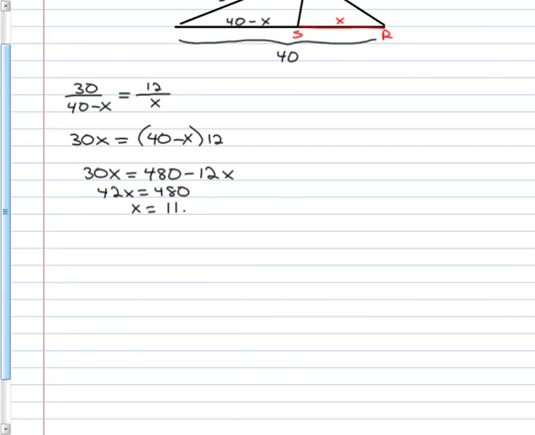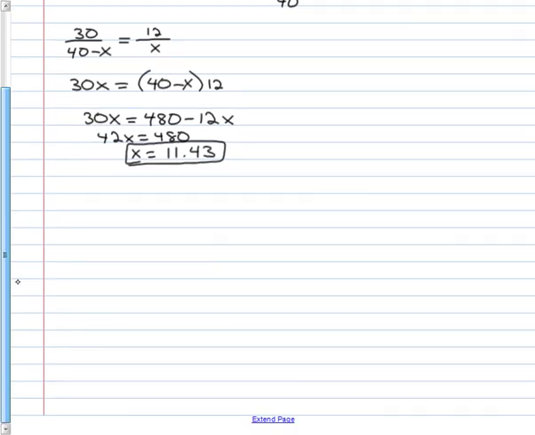So that one didn't come out even. We'll take it to a couple of places. Remember, it's better to take it to more decimal places than to round it too much. So we'll call it 11.43.